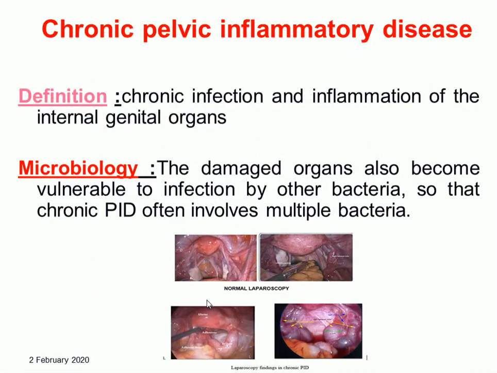Chronic pelvic inflammatory disease means chronic infection in the upper genital tract or internal genital organs. The damaged organs also become vulnerable to infection by other bacteria, so that chronic PID often involves multiple bacteria. As you see in the picture, this is laparoscopy. This is the normal laparoscopy, how it looks, and this is the laparoscopy of chronic pelvic inflammatory disease, and you can see the hydrosalpinx and the pyosalpinx and the adhesions and distortion of the anatomy.